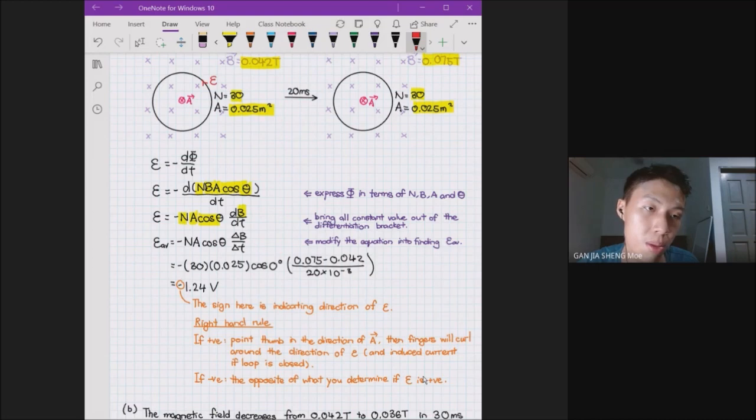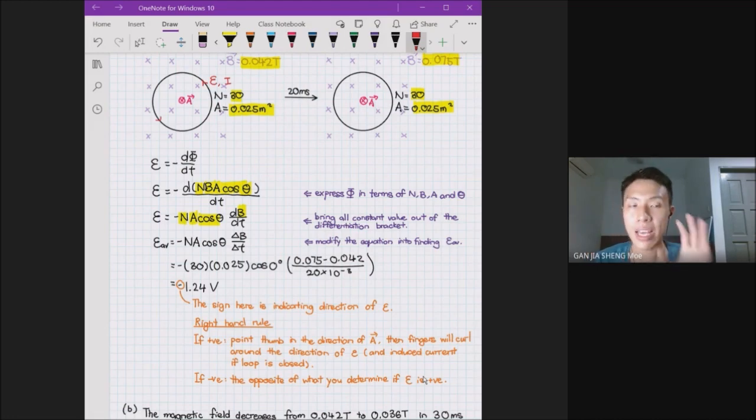So your induced EMF is happening in an anti-clockwise direction, and that will cause your induced current to flow in the anti-clockwise direction. Okay, this is how you determine the direction of the induced EMF and the direction of the induced current. So through this increment of magnetic field, it will create an induced EMF in the anti-clockwise direction, causing current to flow in the anti-clockwise direction. That is what happened within this 20 milliseconds.